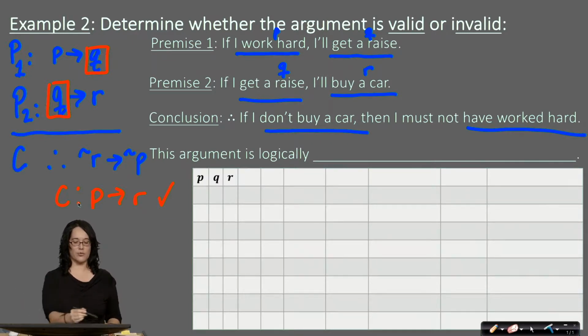But what is our actual conclusion? If not R, then not P. Well, if those two are equivalent to each other, then we are done. Then this would be valid by the law of contrapositive.